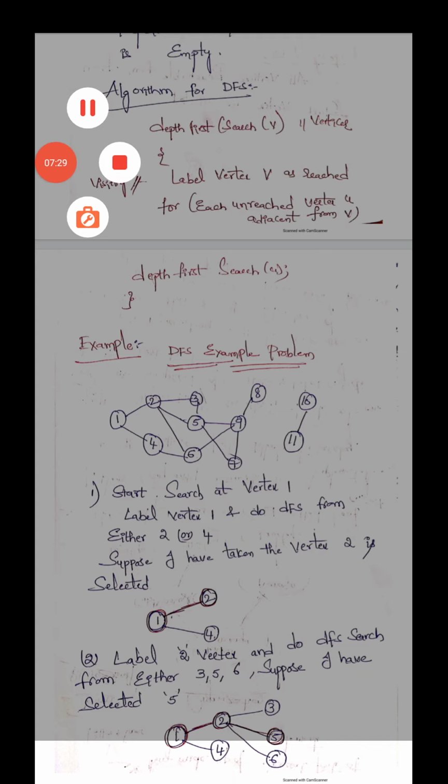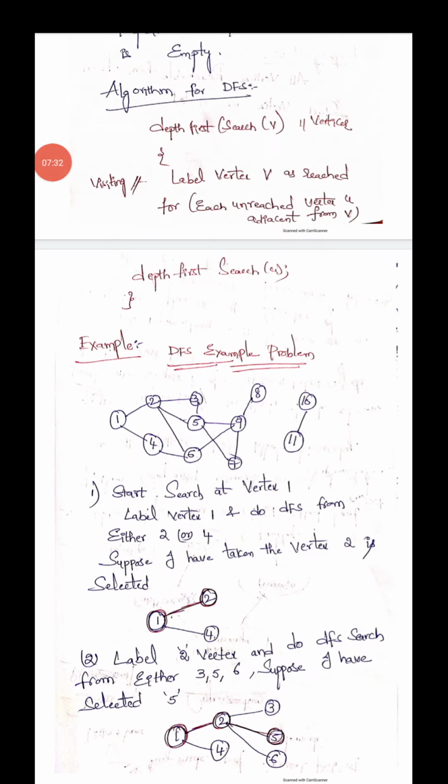Algorithm for depth first search: we take the name DepthFirstSearch of V in curly braces, in the sense we need to search from the vertex V. Then label vertex V as reached, in the sense you are visiting the vertex V as reached.